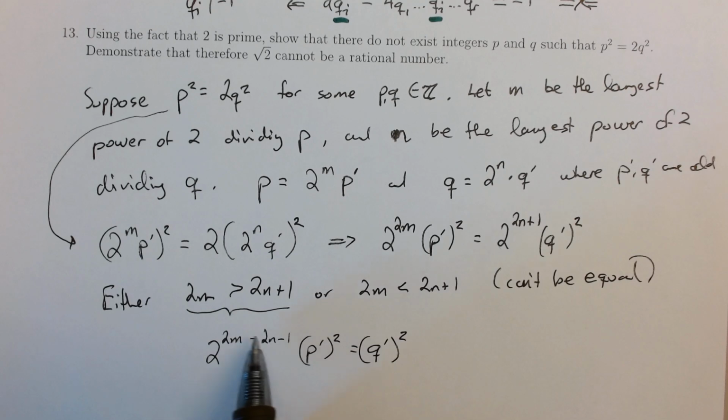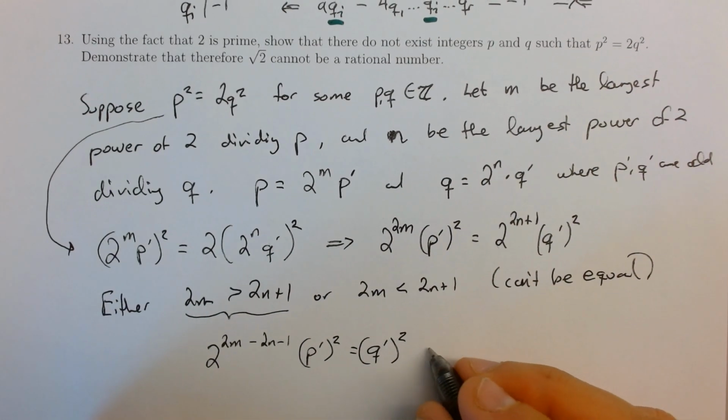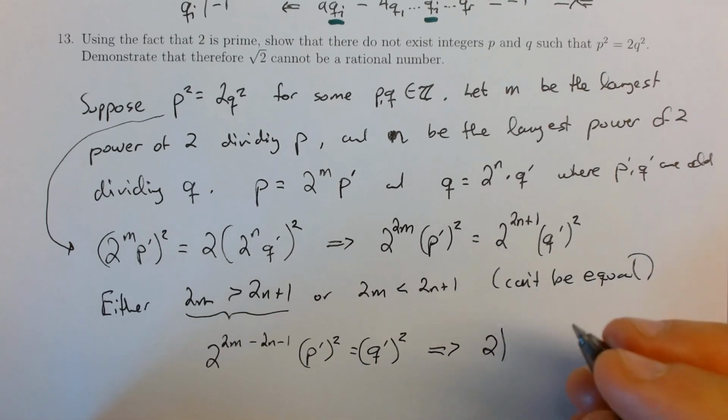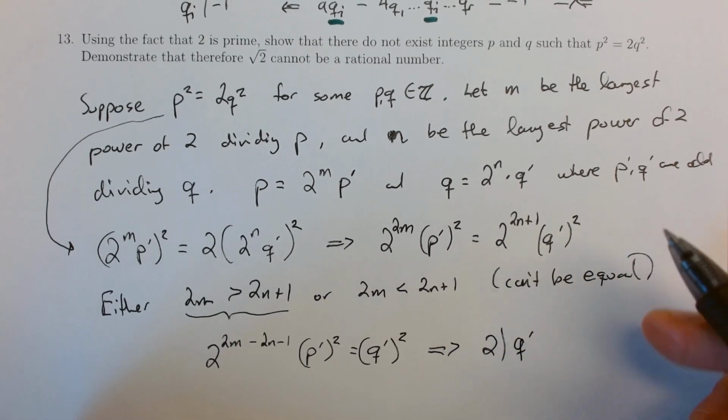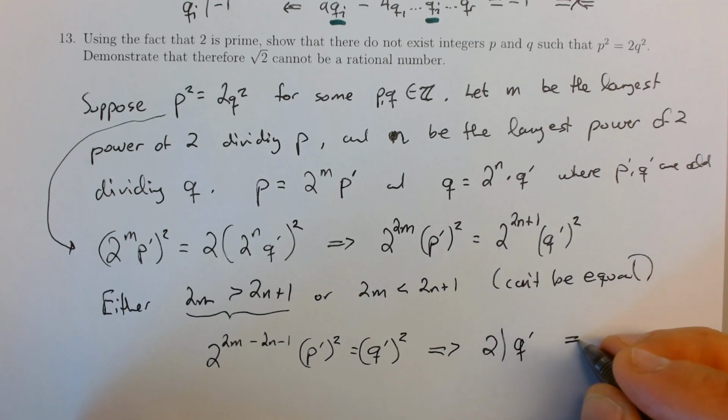But this is greater than 0, right? So this is some power of 2. If it was 0, we would get just a 1 here, and then we don't get really any conclusion. But because this is a positive power of 2, we do have 2 times something equals an odd number squared. So we do get from this that 2 divides q prime, but that's not possible because q prime was odd. So that's a contradiction.